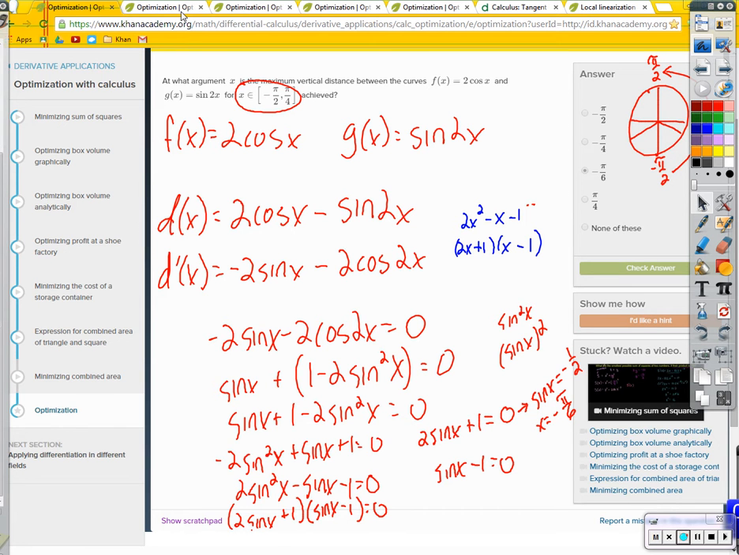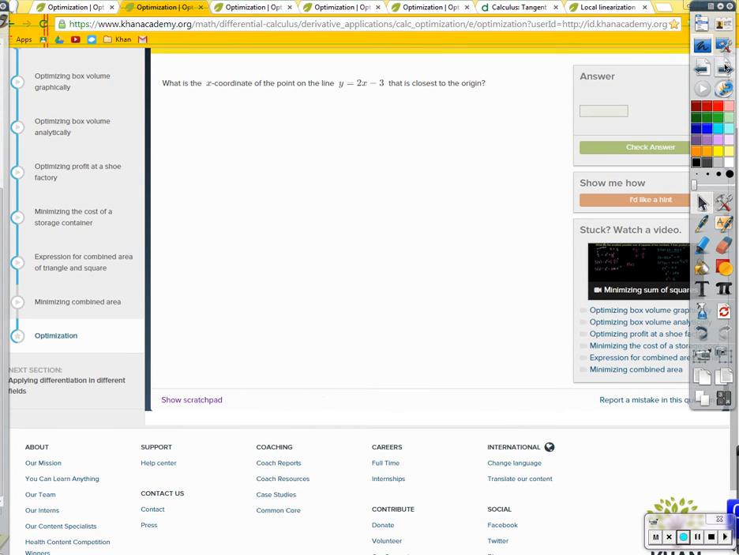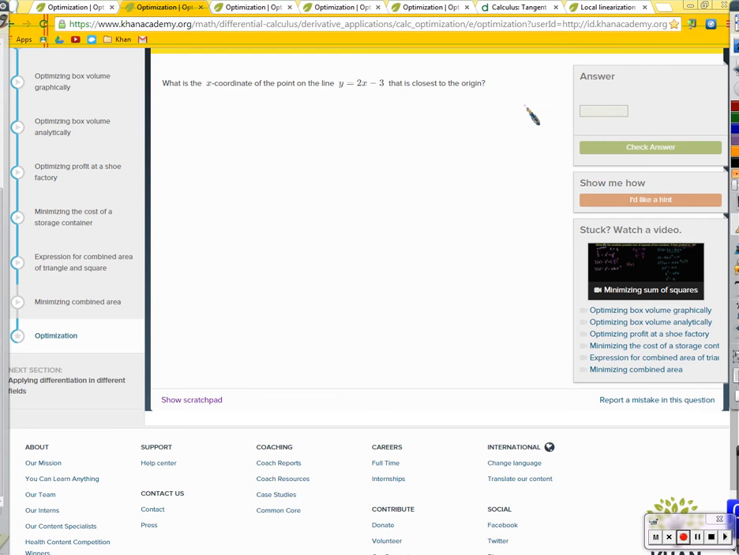All right. Get rid of all that stuff and start on the next one. What is the x-coordinate? That's very nice. When they want to just know what the x-coordinate is, that's about the most basic thing they can ask you. Of the point on the line that is closest to the origin. Okay.